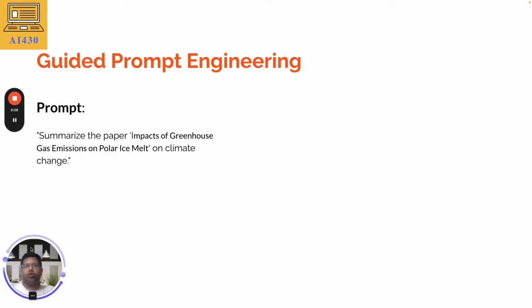So here we are going to talk about the first methodology. The first methodology to overcome hallucination is called guided prompt engineering. Now, what is guided prompt engineering? I'm going to give an example.